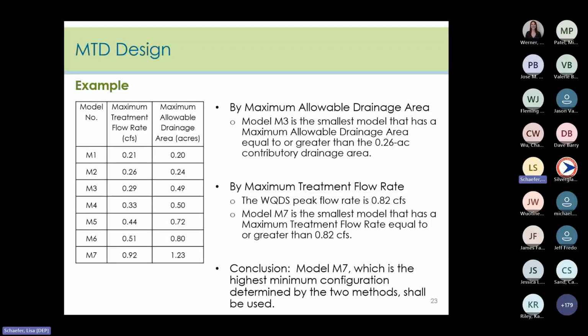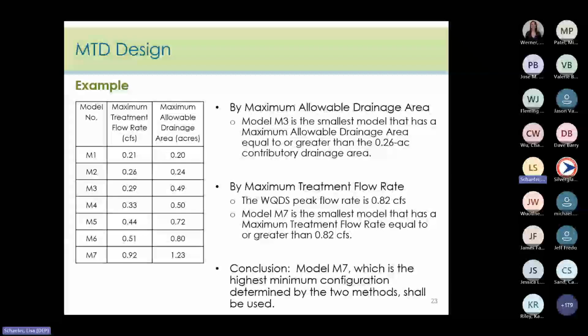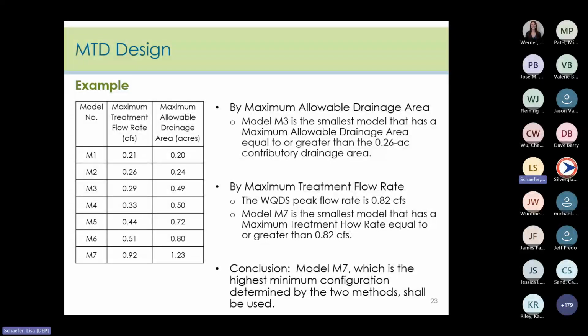So that means we're going to check the MTFR for the remaining models in the table. Now, the water quality design storm peak flow rate for the motor vehicle surface was calculated to be 0.82 CFS. Only model M7 has an MTFR that is greater than the calculated peak flow rate. So therefore, we have to select M7 as the model for this project as it has the highest minimum configuration.